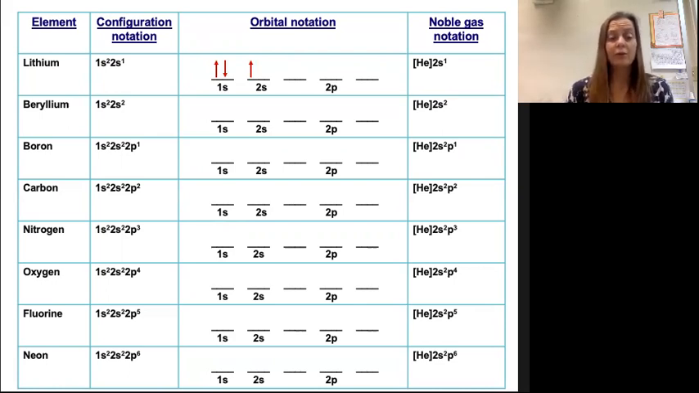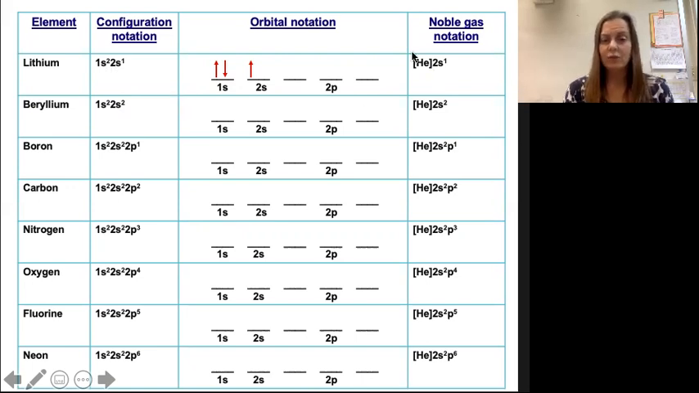And then that third one is going to go into the 2s. And so you can see in our orbital notation that we represent that with an up and a down arrow in the 1s and an up arrow in the 2s. And in our electron configuration notation over here, we write that in our 1s orbital, we have 2 electrons, and in our 2s orbital, we have 1 electron.